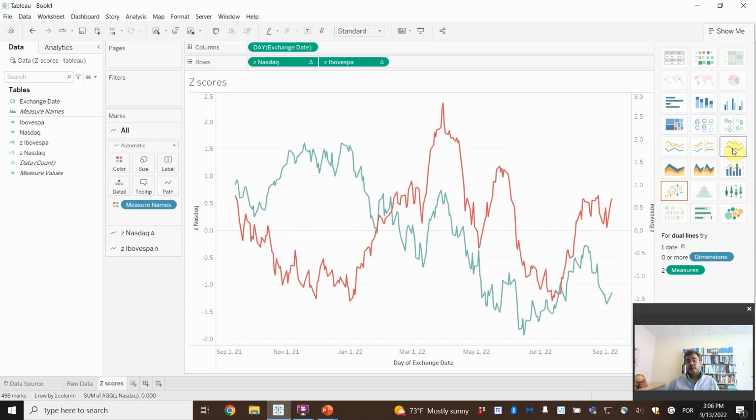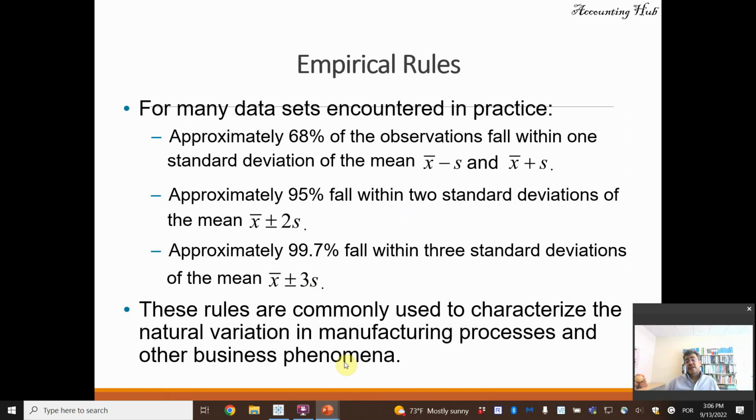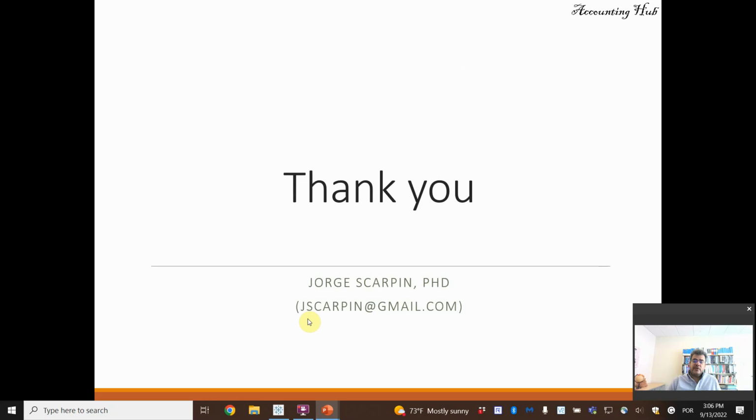So guys, that's it. That's our z-scores on Tableau. Not that straightforward because we need a calculated field with a huge formula. So maybe I think this one is one of the few cases where Excel is better or more straightforward than Tableau.